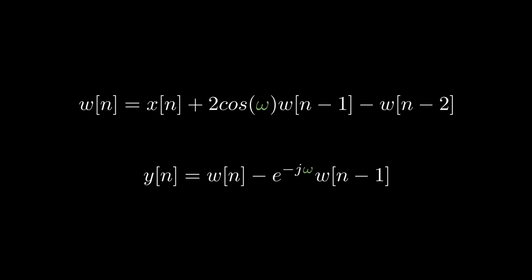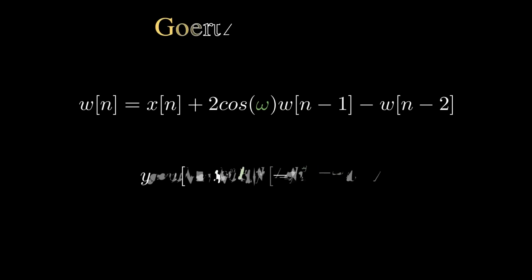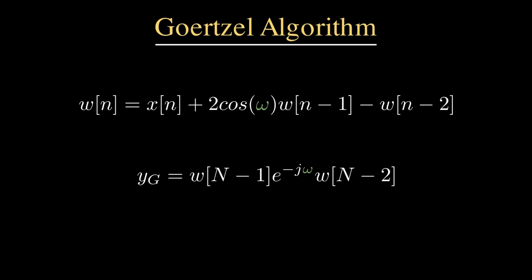Furthermore, recall how the valuable frequency information is found at the end of the complex resonator sequence. Here's where that distinction comes in. The Goertzel algorithm only computes the values of Y once every n samples. And to be clear, Y sub g is mathematically equivalent to the complex resonator I showed before.